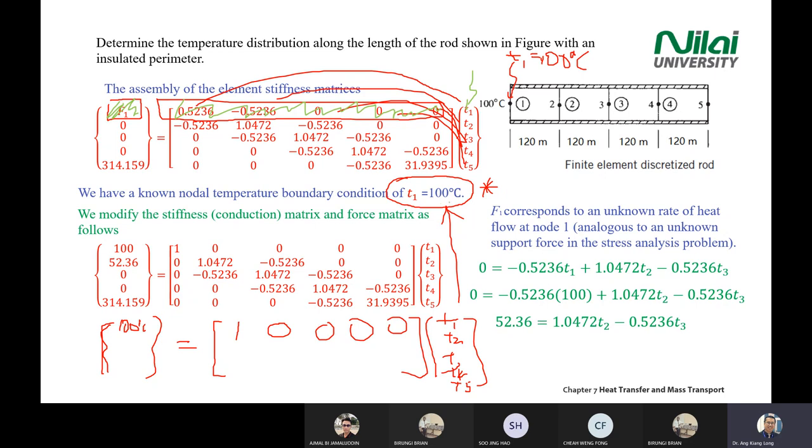So how to get T1 equal to 100 degrees C? On the left, the answer is 100. How do you get T1 in the multiplication of these two matrices? You take 1 times T1. There's no T2 here, so you put 0 times T2 plus 0 times T3 plus 0 times T4 plus 0 times T5.